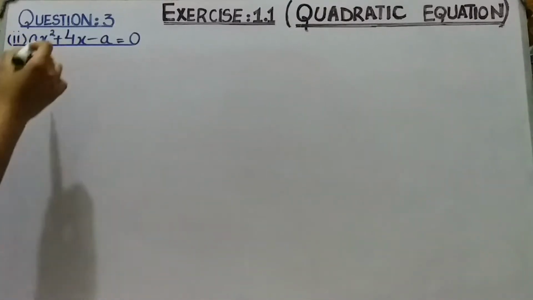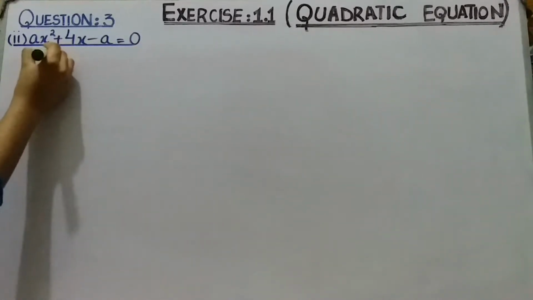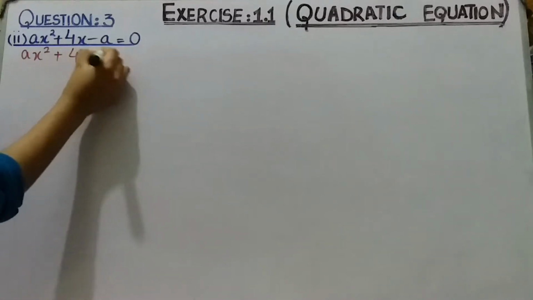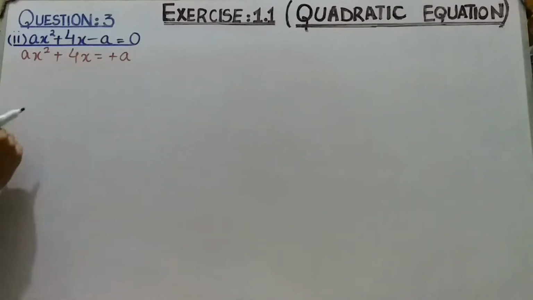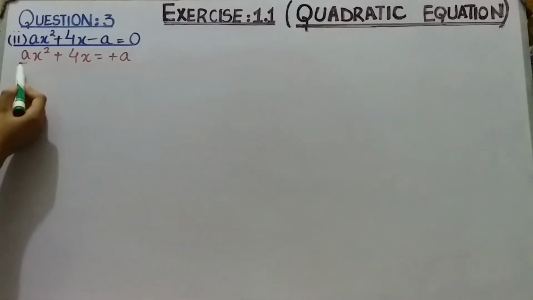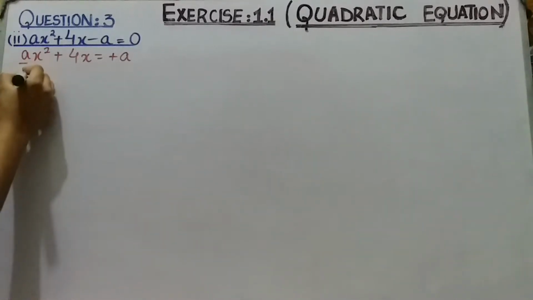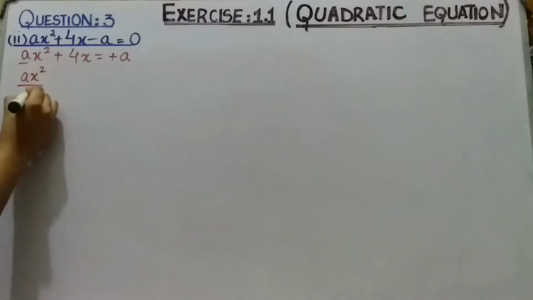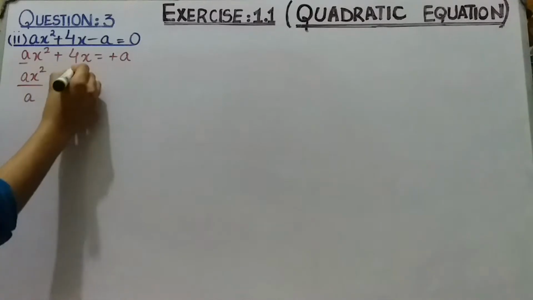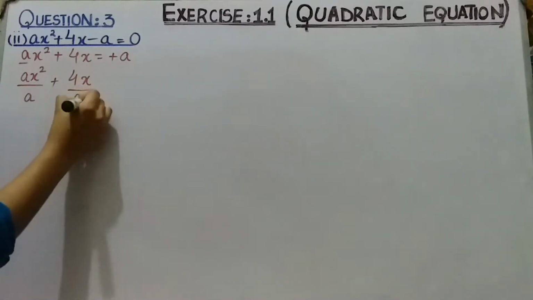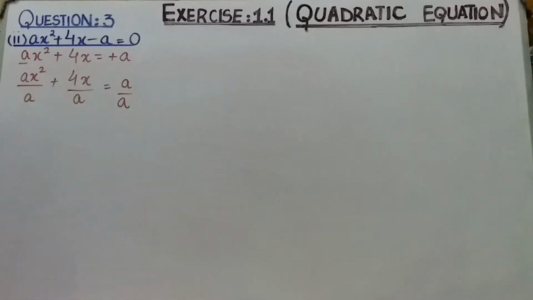So first of all, I will take this one here, ax square plus 4x is equal to plus a, because when that one goes there it will be plus. And now this is a here, so I'm going to divide all of them by a. So ax square, I'm going to divide with this one, and next plus 4x, I'm going to divide with this one, and a by a, so I'm going to divide with this one too.